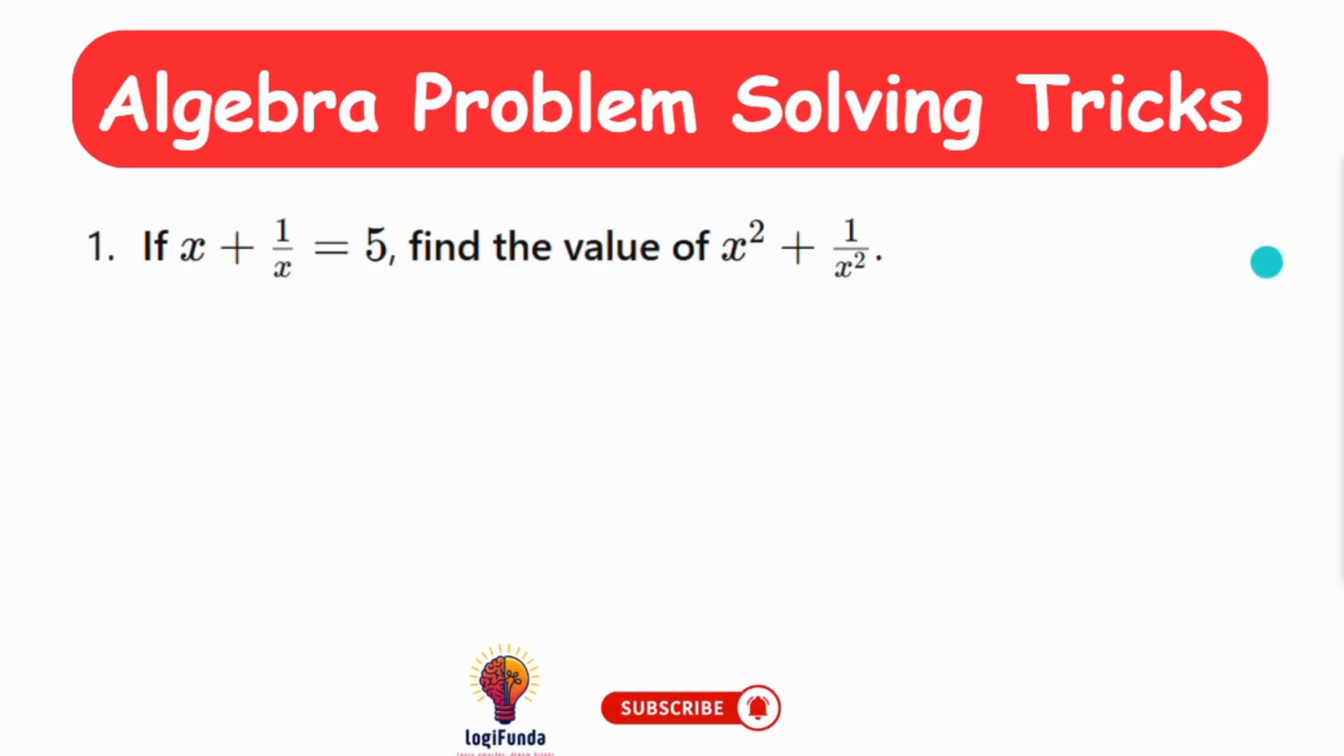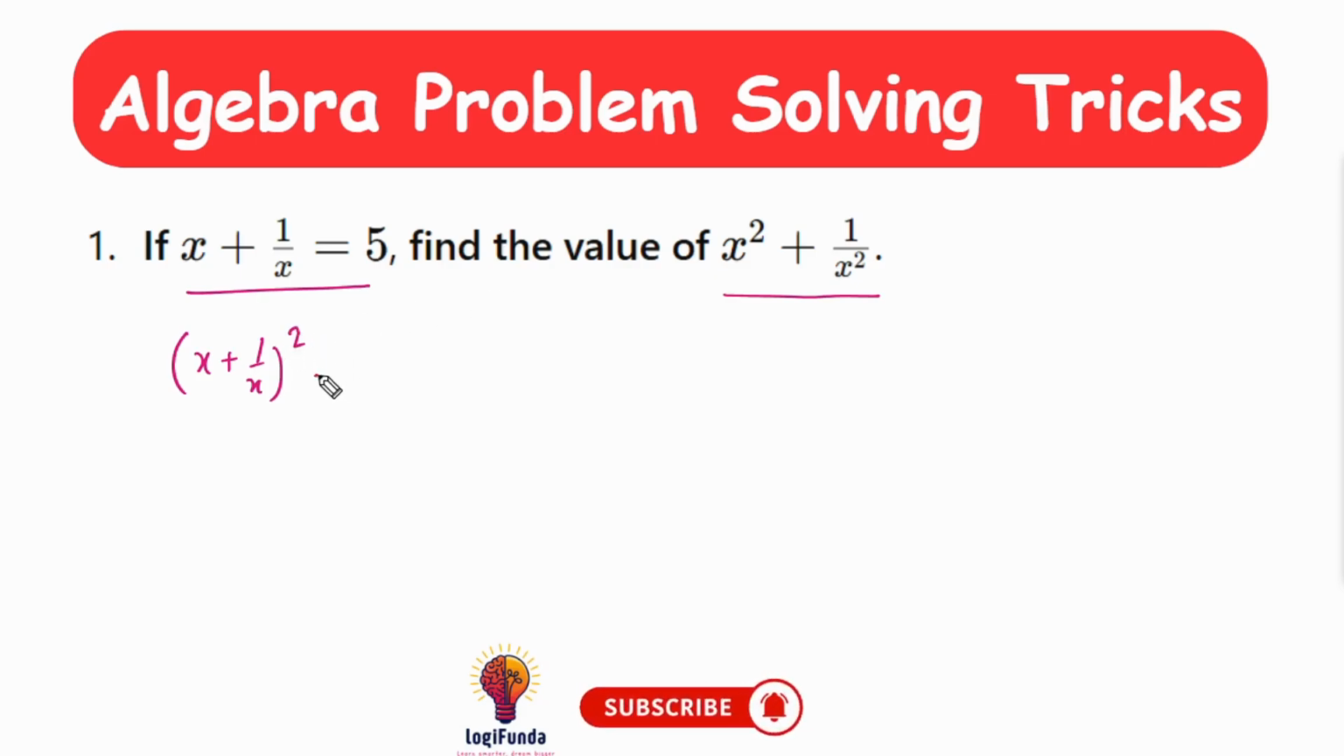So let's jump into the first question that we have. If x plus 1 by x is equal to 5, find the value of x square plus 1 by x square. So this question is very simple. What we need to do here is just square both the sides, okay, because we need to get this x square. So x square here, and also square this side.